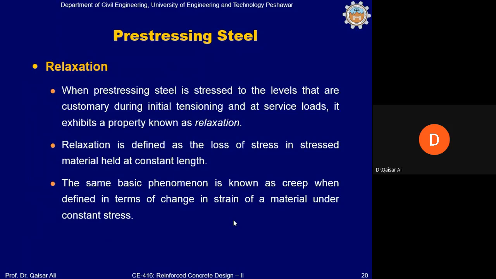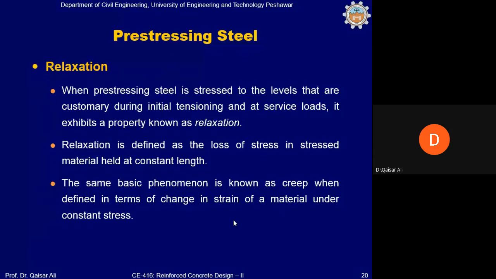And the same basic phenomenon is known as creep when defined in terms of change in strain of a material under constant stress. Creep occurs when a concrete member is kept for a long time under compression or under tension. So it will cause, in the case of compression, a reduction in the length of the concrete member, and an increase in the length of the member in the case of tension or stretching.